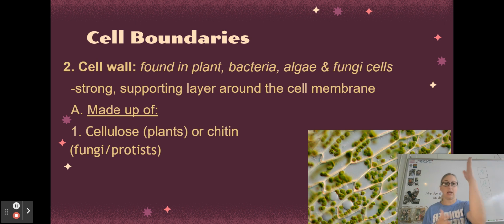Or like in plants, they have to stand upright. Their roots or their stems have to go upright. So they need that cell wall to make sure that they can stand upright in the best of conditions and the worst of conditions. The cell wall is made up of cellulose if it's found in plants, which is a type of sugar. Or it can also be made up of chitin, which is what the cell wall of a fungus or fungi and protists are. So fungi would be like mushrooms.